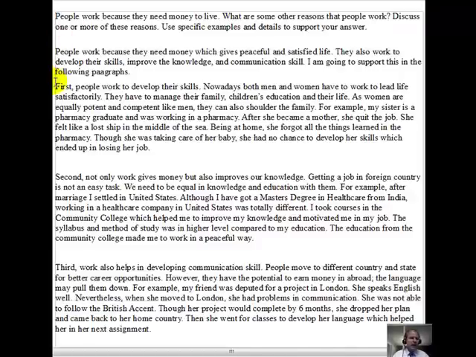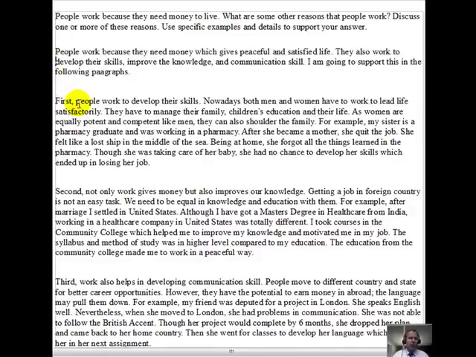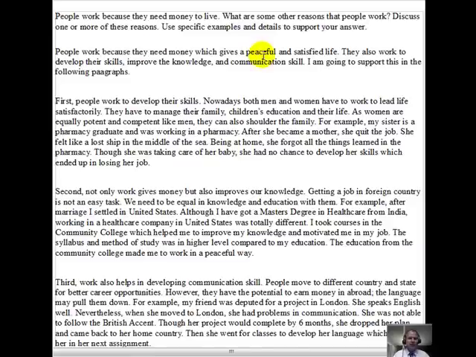So let's take a look at your intro paragraph. You say people work because they need money, which gives a peaceful and satisfied life. I'm going to throw the A in there: which gives a peaceful and satisfied life. They also work to develop their skills, improve their knowledge, and communication skills. I'm going to support this in the following paragraphs.